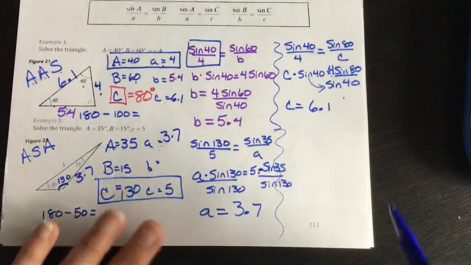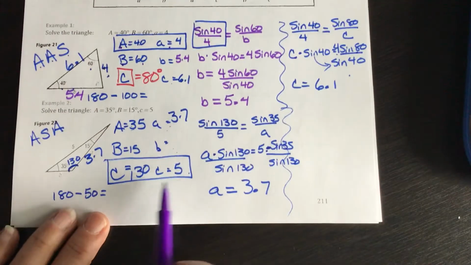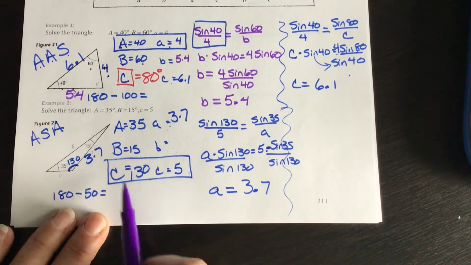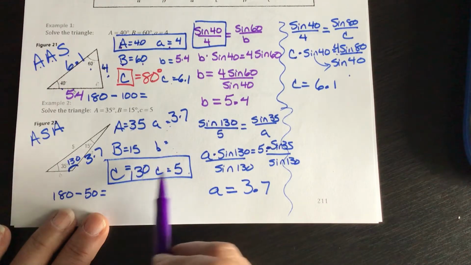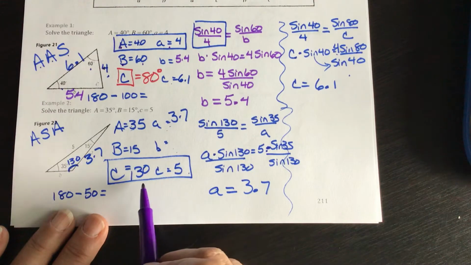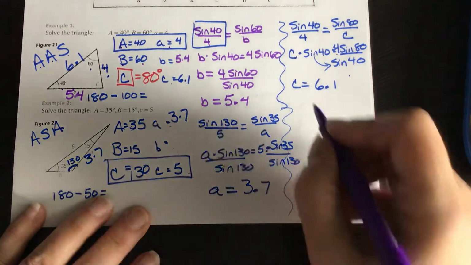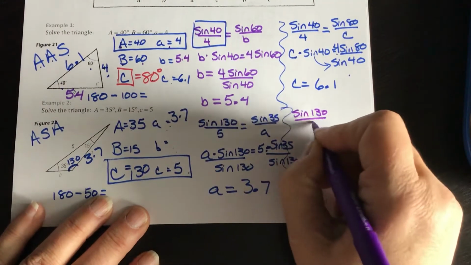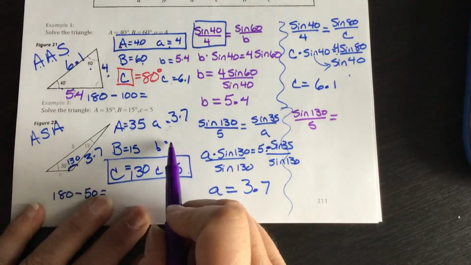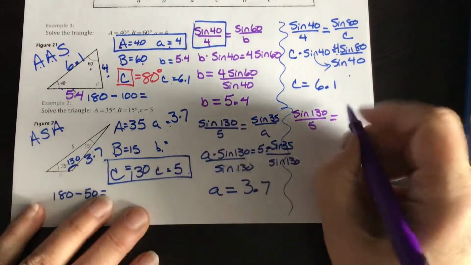And now I need to find side B. And for side B, we'll use the ratio of what I know. I could use these two, but I'm usually better off using the information that's given here. So I will stick with sine 130 over 5. And now for angle B, I'm going to have sine 15 over B.